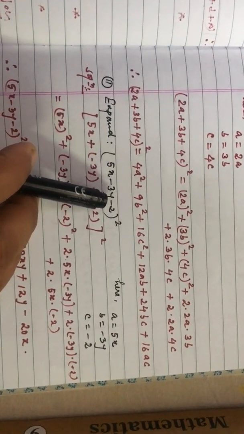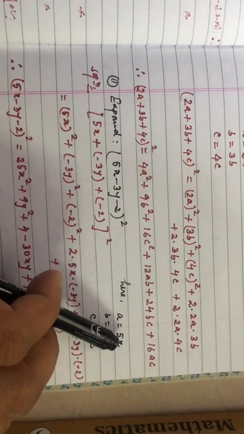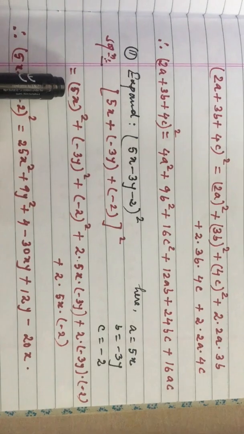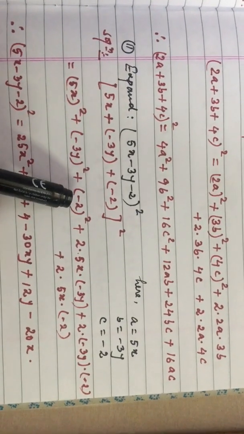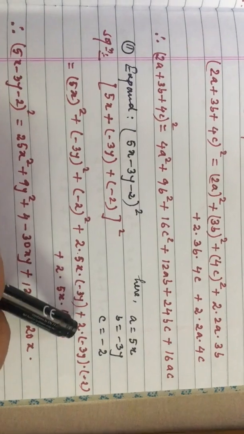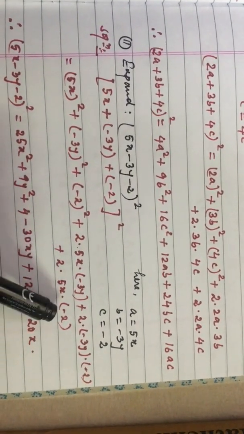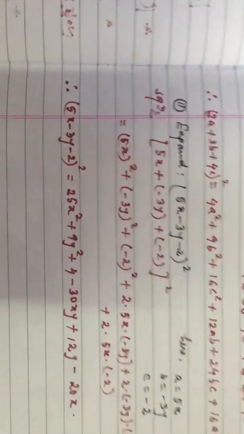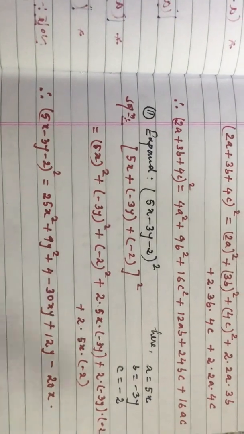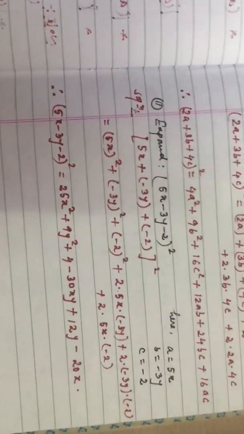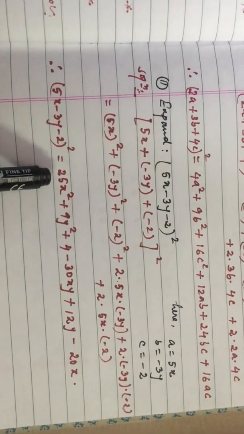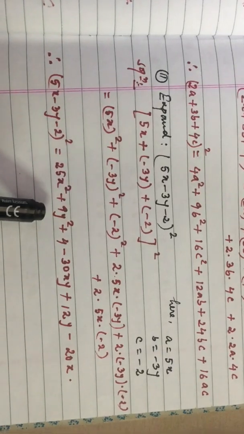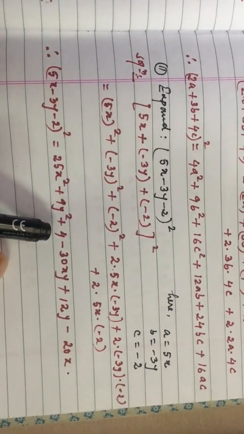(5x - 3y - 2) whole square. You can suppose here a is 5x, b is -3y, and c is -2. Now using the same formula, a square plus b square plus c square, plus 2ab, 2bc, and 2ac. That's the whole square of 5x, 25x square, the whole square of -3y, 9y square, the whole square of -2, plus 4.